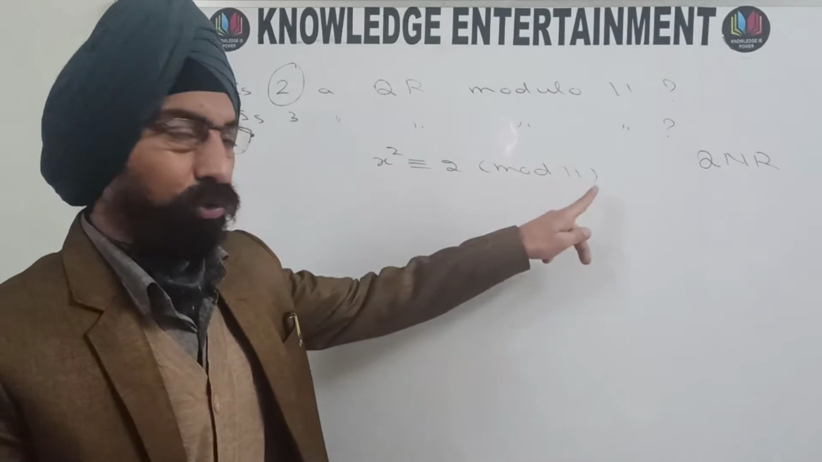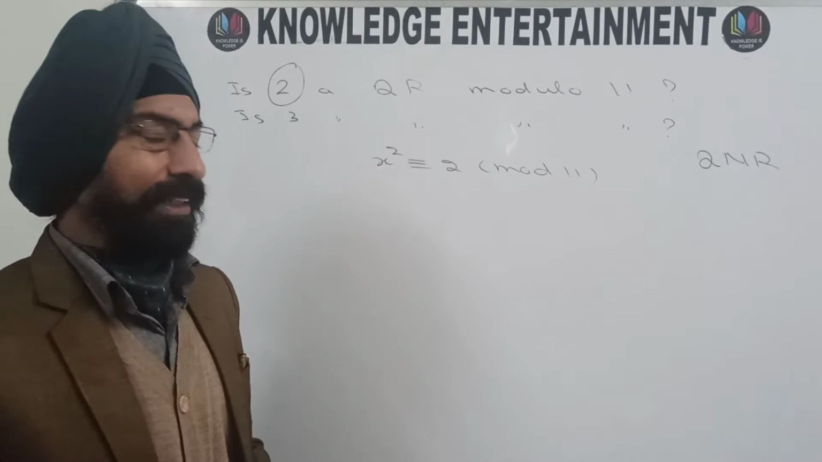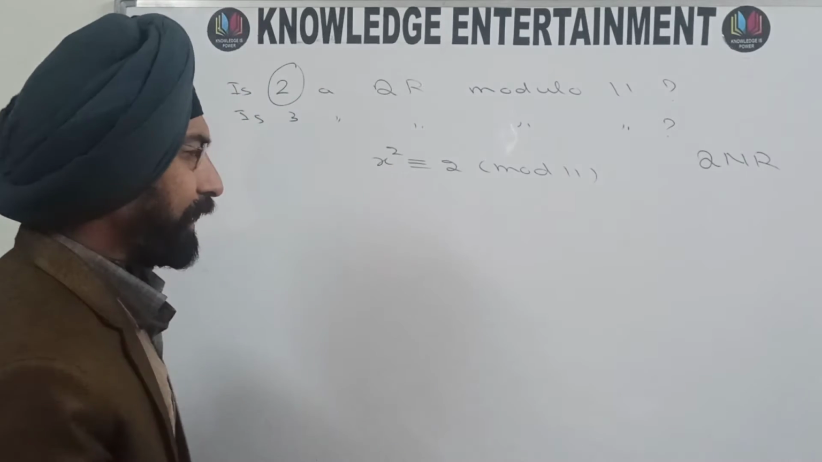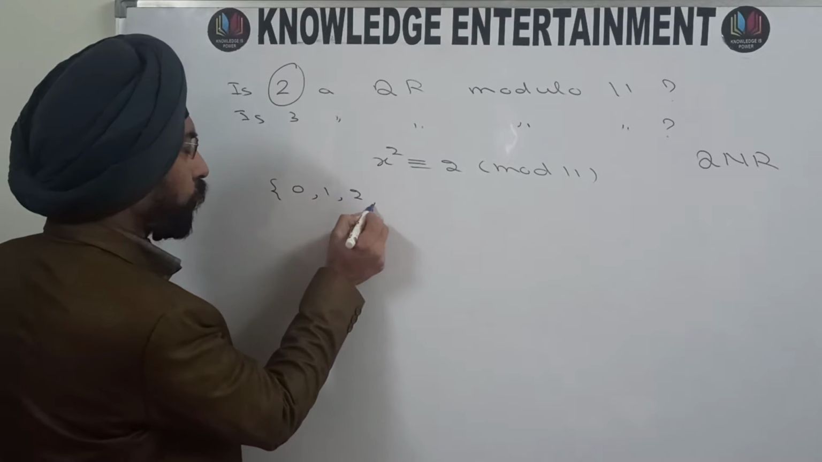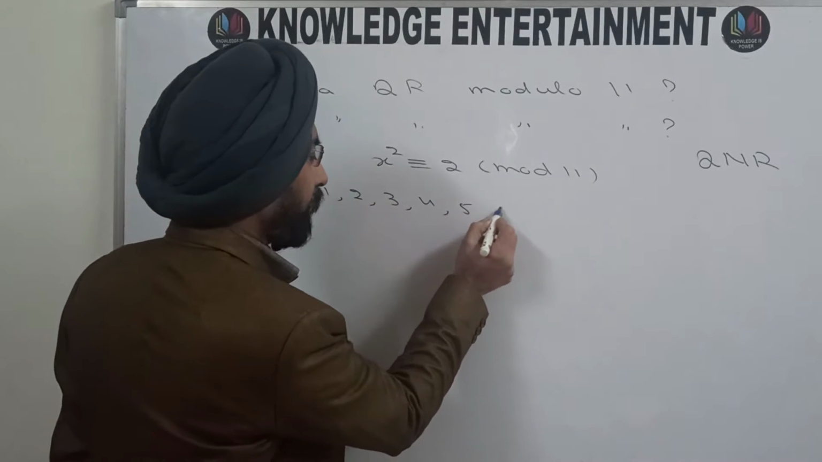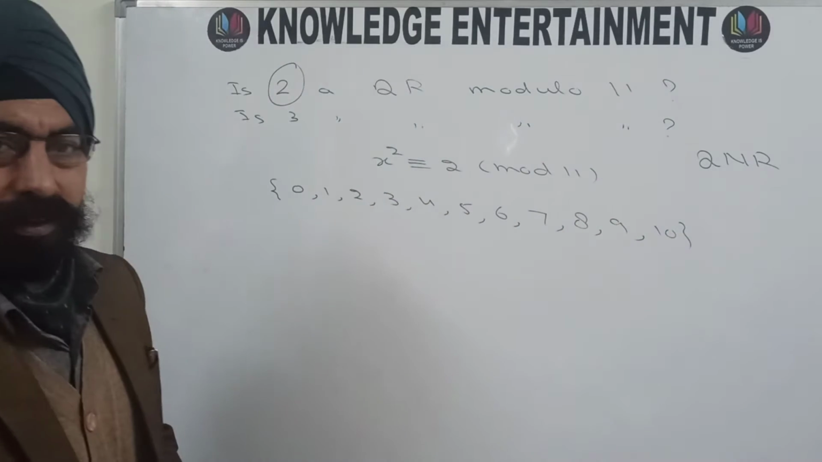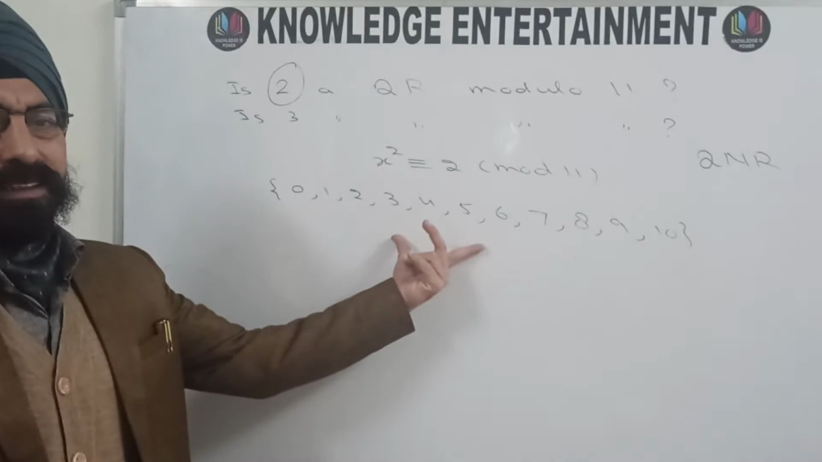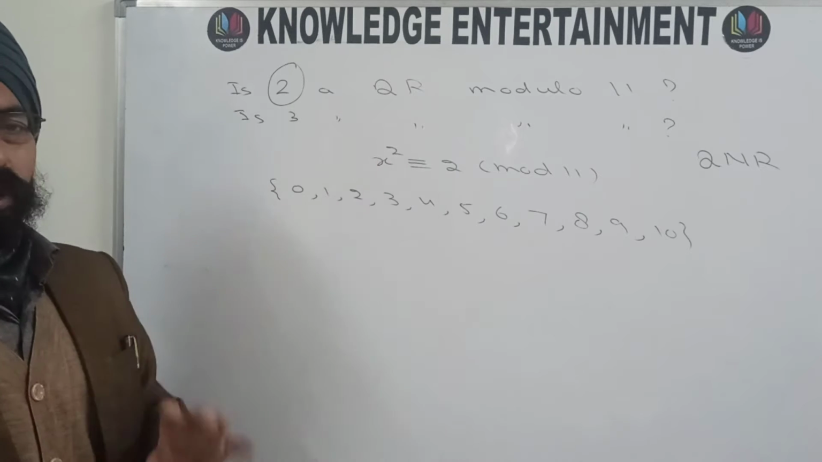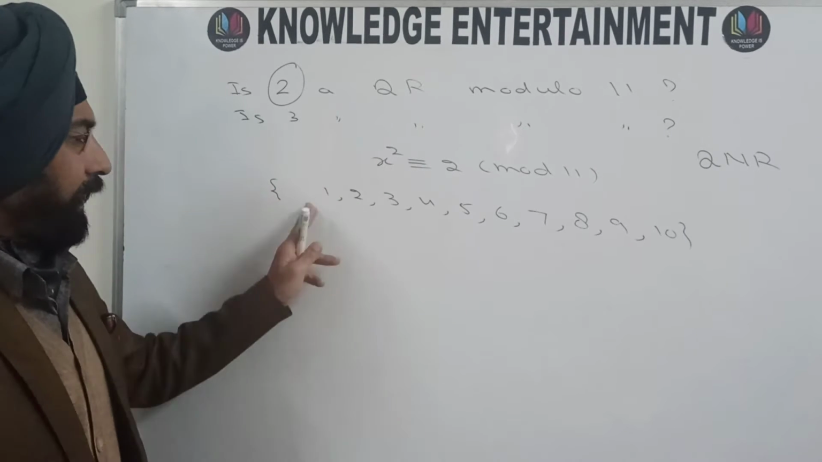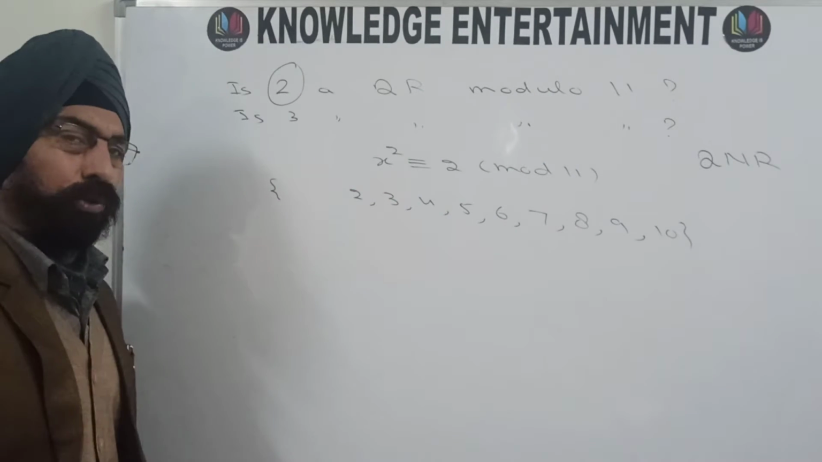First of all, the GCD of 2 and 11 should be 1, and that is okay, because 2 and 11 have no common factor. So now check the complete residue system modulo 11. It is 0, 1, 2, 3, 4, 5, 6, 7, 8, 9 and 10. We have to check whether some number from this set satisfies this quadratic congruence or not. 0 surely does not satisfy. 1 is congruent to 2 modulo 11 is again not correct, so 1 is also not a solution.